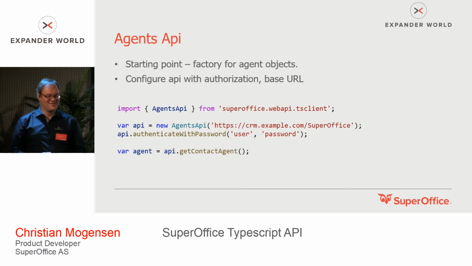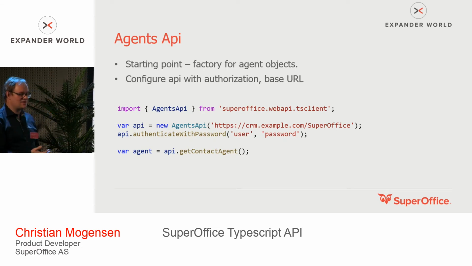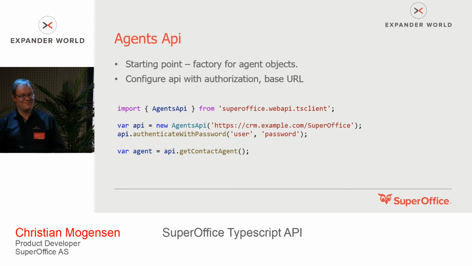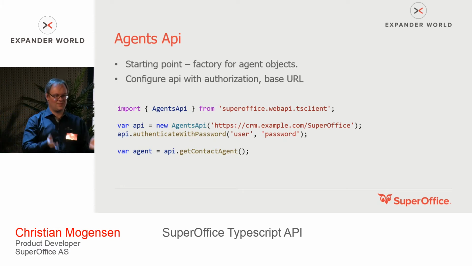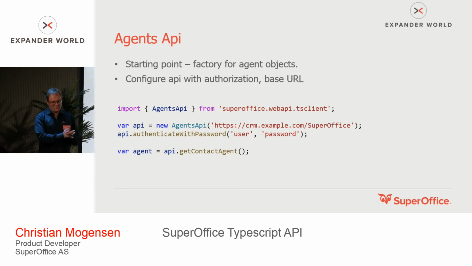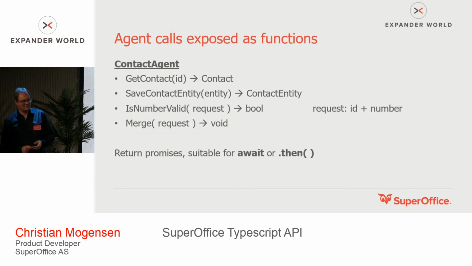The Agents API object doesn't have any major functions of its own. It's mainly there to let you configure and set up the connections that will be used later on. But it's a way to get you started and point you in the right direction. And then from there, the IntelliSense should be able to lead you to whatever you're looking for. So for example, contact agent, we have all the methods on contact agent.